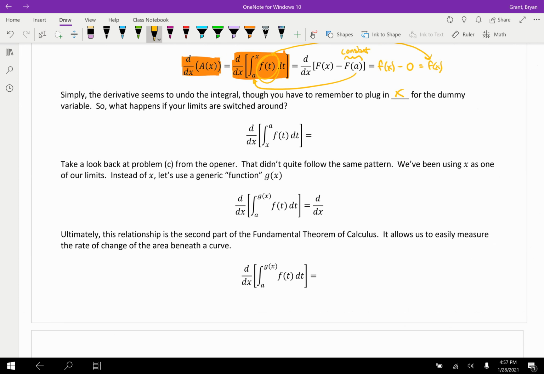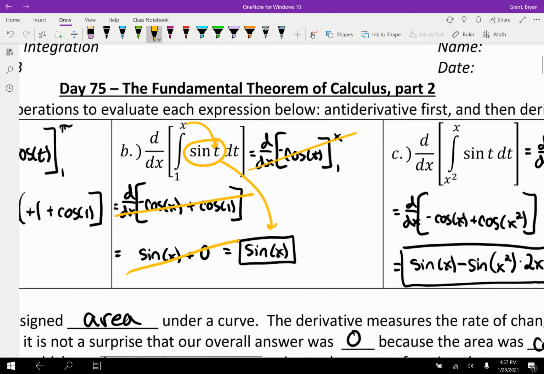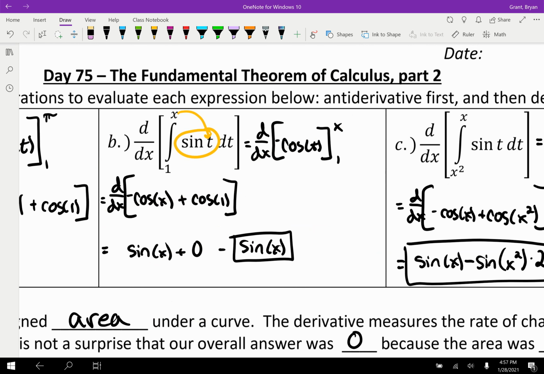You do have to remember to plug x in, though, because although this is a nice shortcut, realistically, you are still going through all of the steps in this problem. And so I find it helps if we start off with all of this just so we can see the intermediate steps that we get to skip.